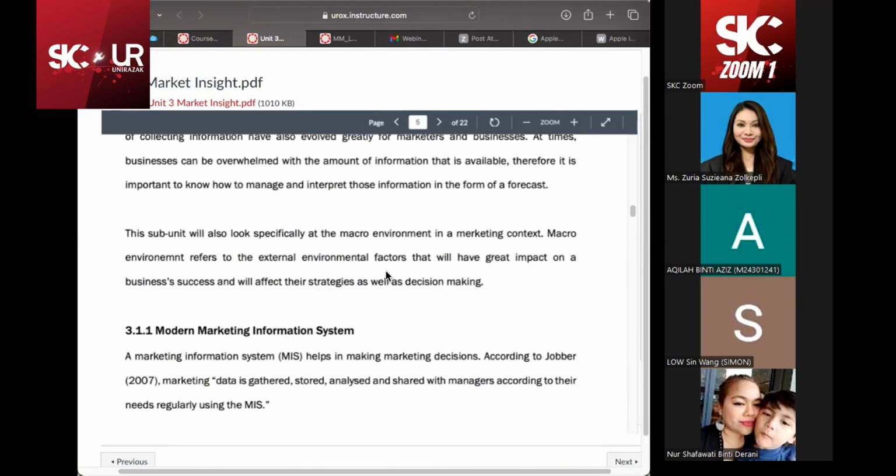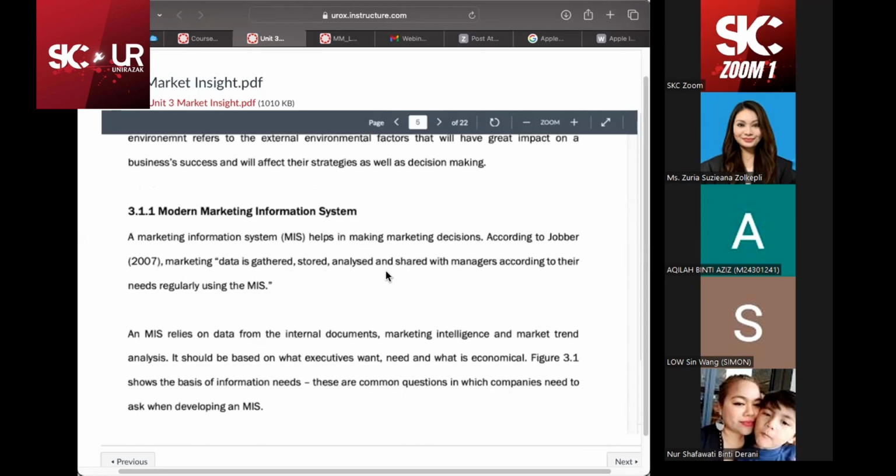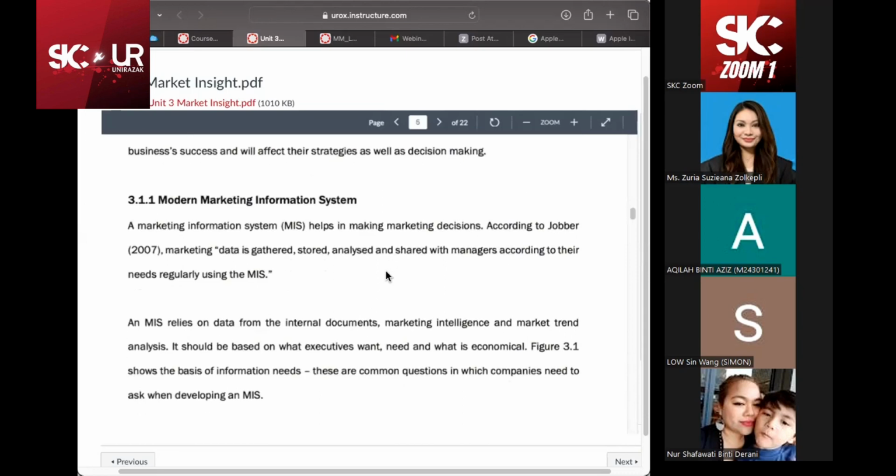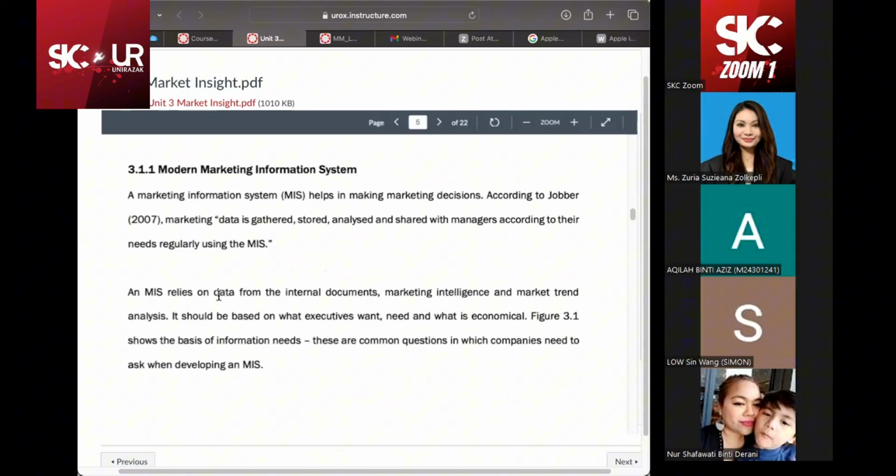Macro environments refer to the external environment. Okay, so let's take a look at the marketing information system, right? MIS, some call it management information system. MIS relies on the data from internal documents, marketing intelligence, and market trends analysis.